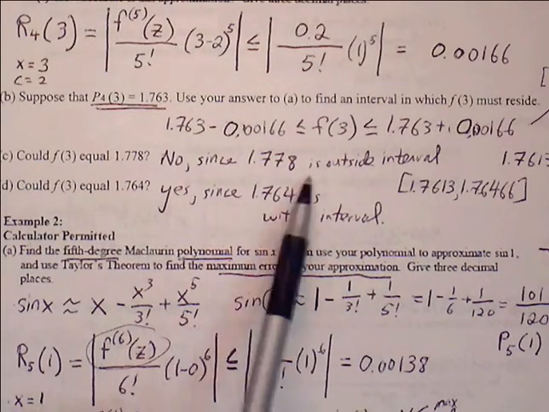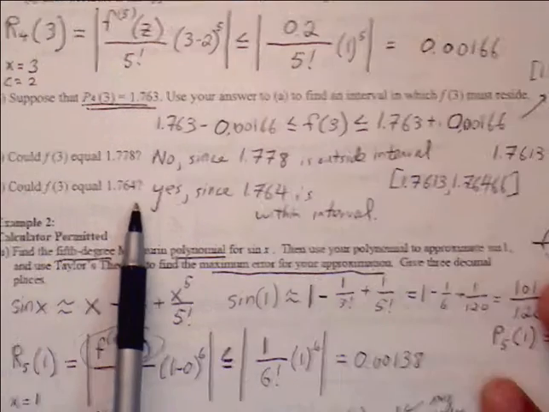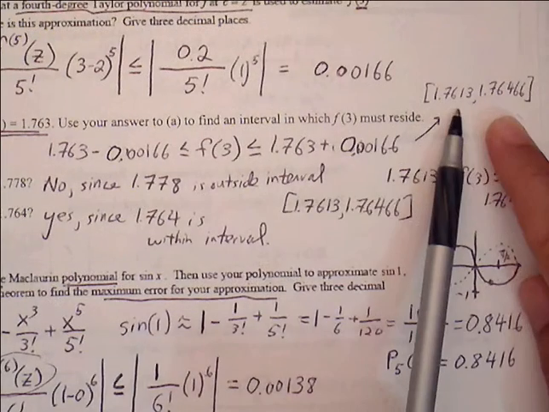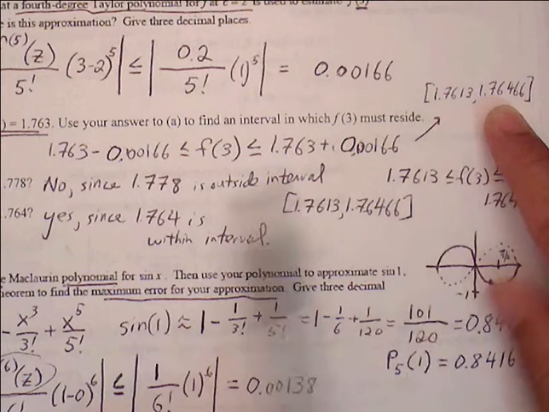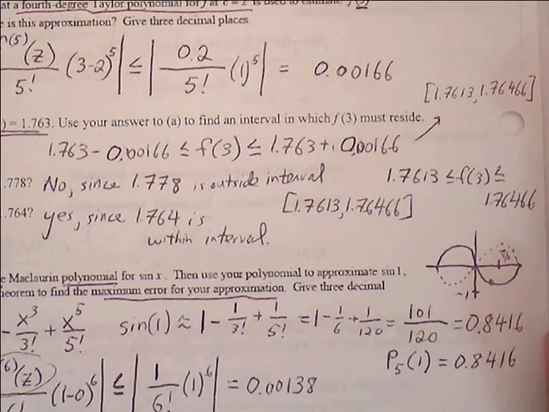Okay, so no, since 1.778 is outside the interval. Could f of 3 equal 1.764? Now, 1.764 does fall between these upper and lower bounds. So therefore, yes, since 1.764 is within our interval. Okay, example 2.